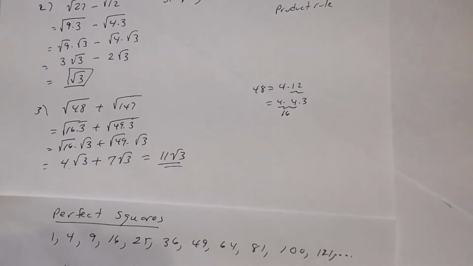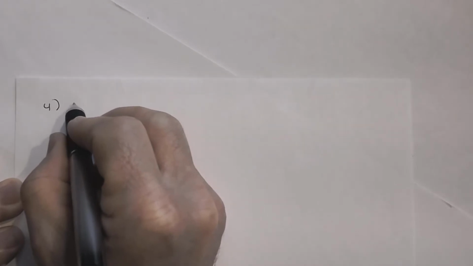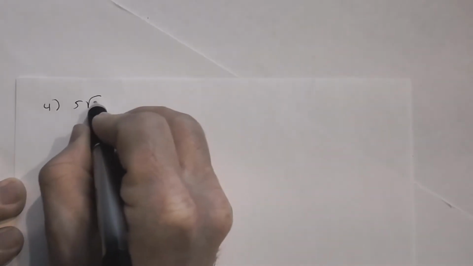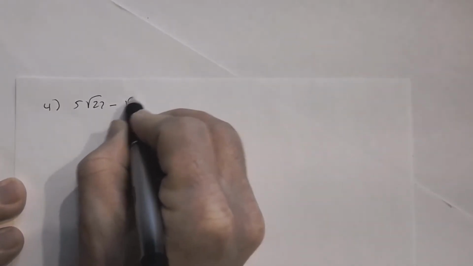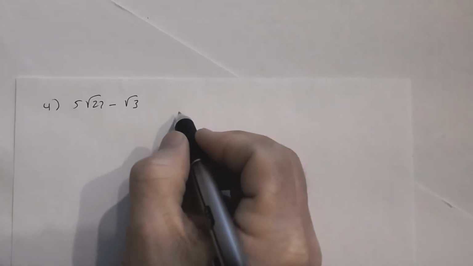Okay? All right, let's look at number 4. Number 4, I have this problem. All right, so let's do number 4. Okay, so number 4, we have 5 square root of 27 minus the square root of 3.